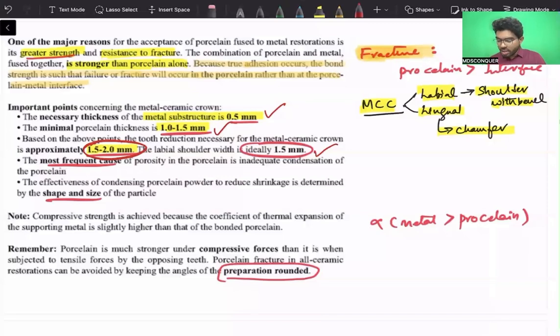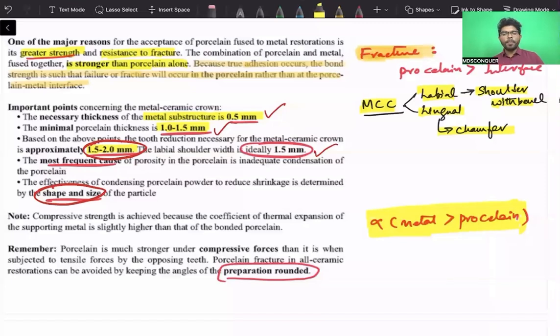The most frequent cause of porosity in the porcelain is inadequate condensation of the porcelain, and that is basically due to the shape and size of the particles that are used. All these are MCQs. Here, I want you to make one more important point. When you're talking about the coefficient of thermal expansion values, that is alpha values, of metal and porcelain, the metal should have a slightly higher value compared to the porcelain.